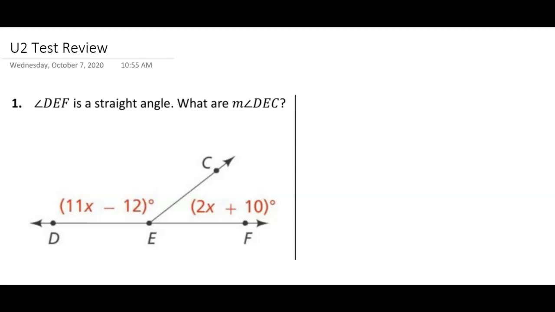In this video, we're going to be reviewing for your Unit 2 test. So let's start with the first problem. We have the angle of DEF is a straight angle. So it's just basically telling us that angle DEF, this straight angle, is going to be equal to 180 degrees. Then they're asking us for the measure of angle DEC. So let's go ahead and set up our answer.